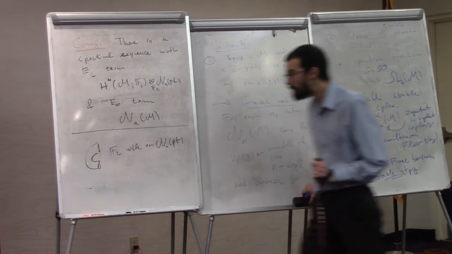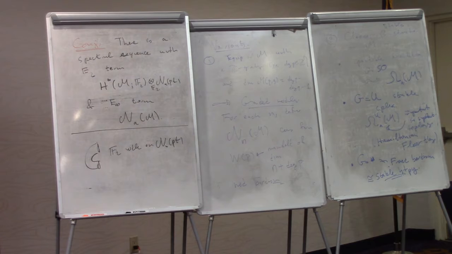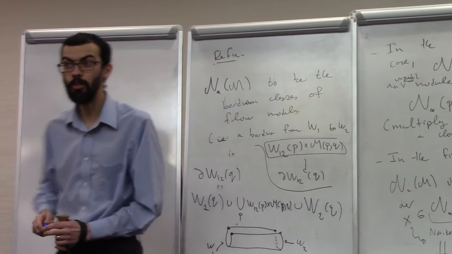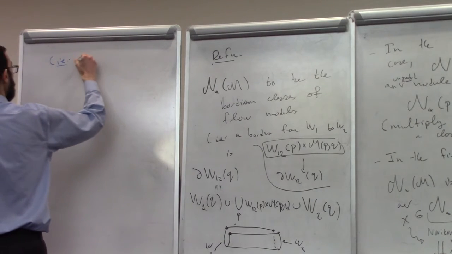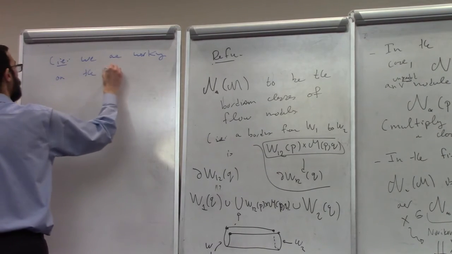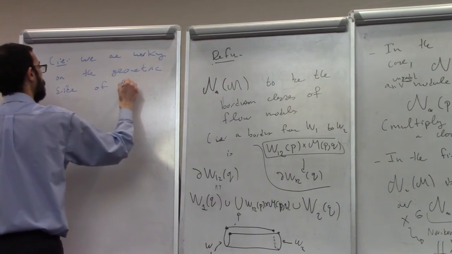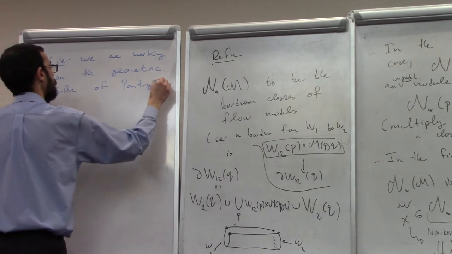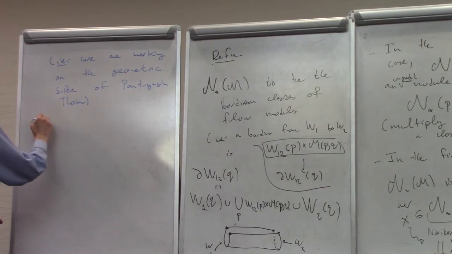So what is happening? Why are these constructions so much simpler? It's because we are working on the geometric side of the Pontryagin-Thom construction. Okay? The previous constructions were all done on the homotopical side of it. And the homotopical side of it is very good for computations, but not very good for constructions, especially if your construction is coming from geometry. Working on the geometric side of Pontryagin-Thom. Okay? 3.